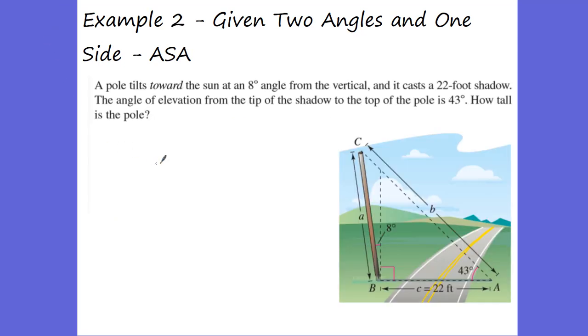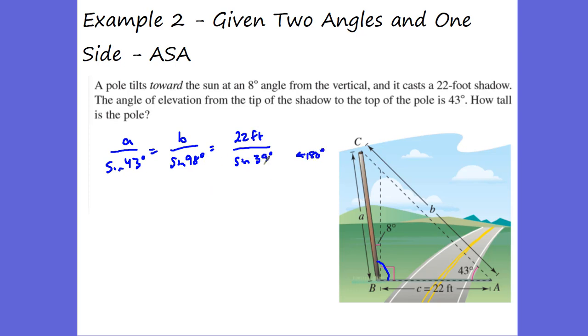What if we have angle, side, angle? Again, I have side a divided by sine of A, sine of 43 degrees, equals b, which I don't know, over sine of angle B, which is 98 degrees. Side c is 22 feet, which they gave me. How do I find angle C? What do I know about all my angles? They add up to 180 degrees. So 180 minus 43 minus 98 gives me 39 degrees.